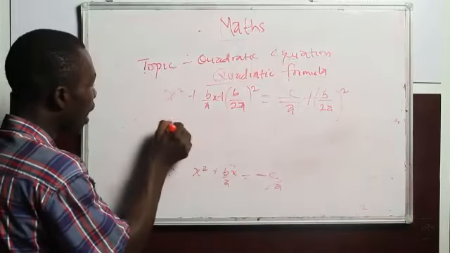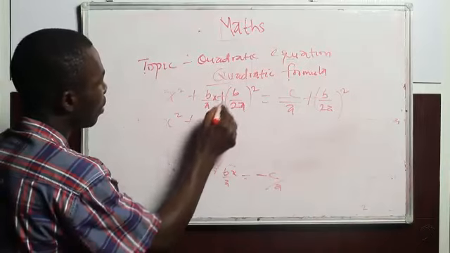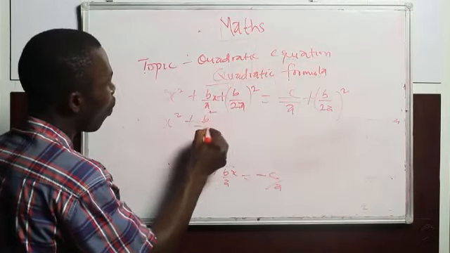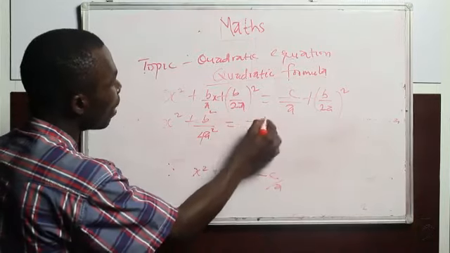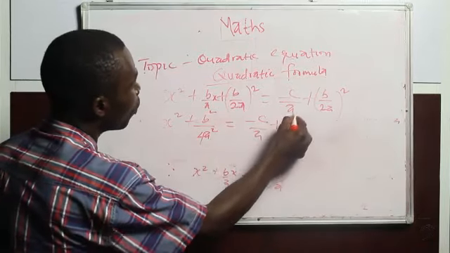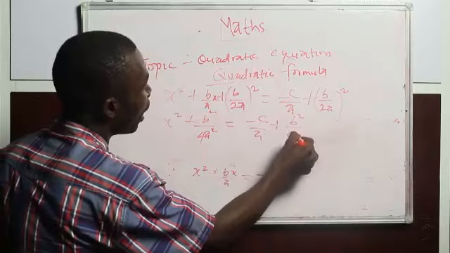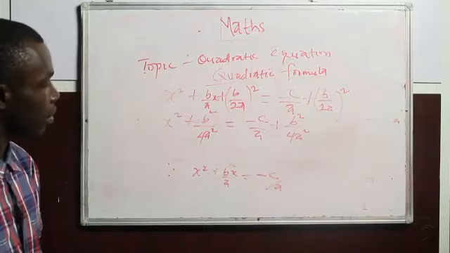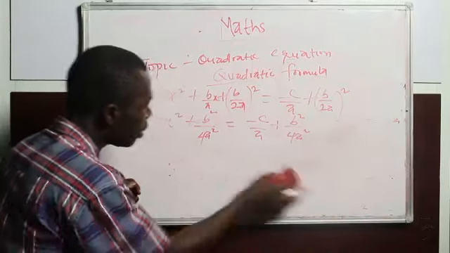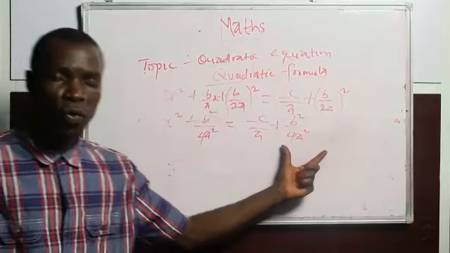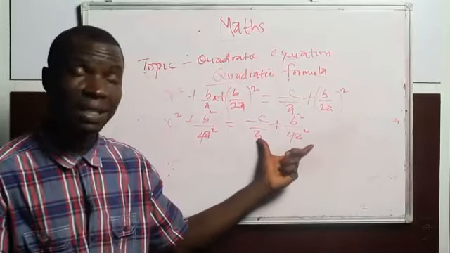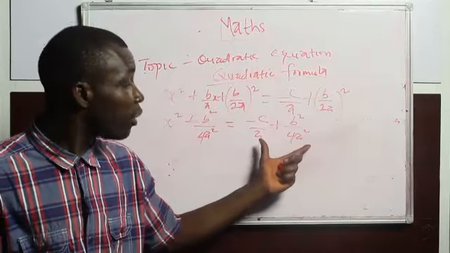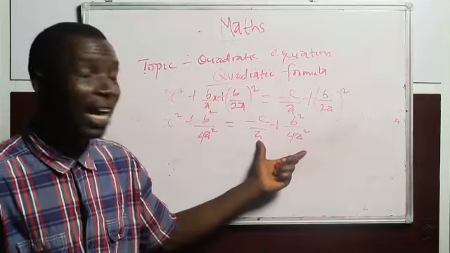Therefore, we have x squared plus b squared over 4a squared equal to minus c over a plus b squared over 4a squared. Now, we have to find our LCM, because if we do not find our LCM, we are not going to have the value of our x squared.